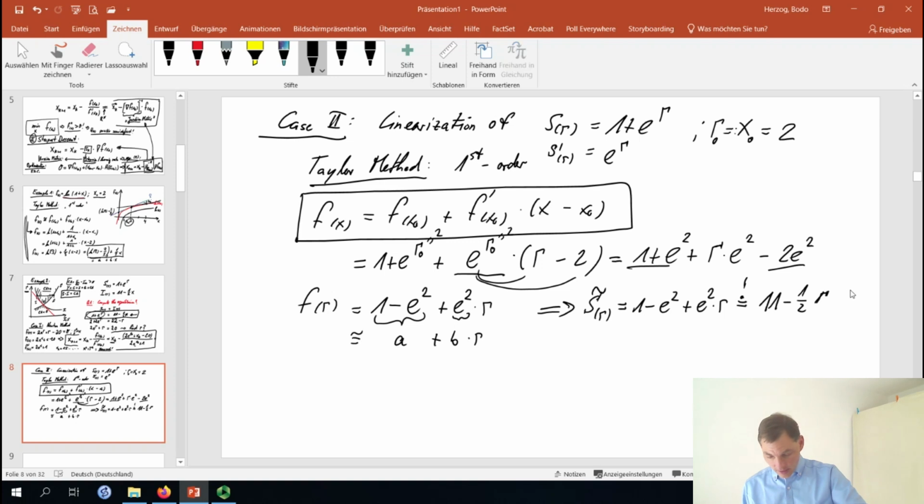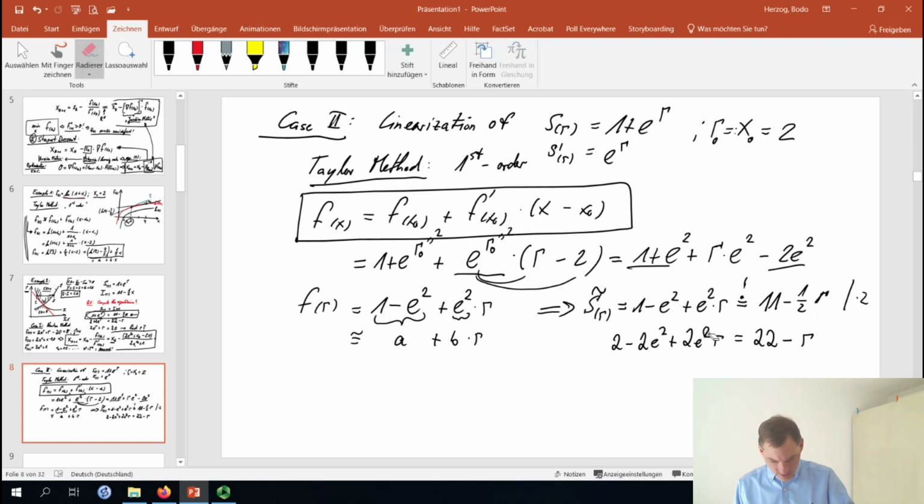Well, okay, that's possible. Let's multiply the whole thing by 2 first. Then we have 2 minus 2e squared plus 2e squared r equals 22 minus r. Okay. Oh well, can you read it? That is just a square. It's not looking like a square, so I have to make it precise. Okay, good. Now bring the 2 to the other side. Then we have 20. Then this 2e squared also. Then we get a plus 2e squared.